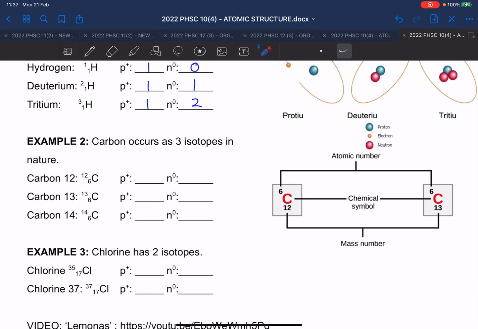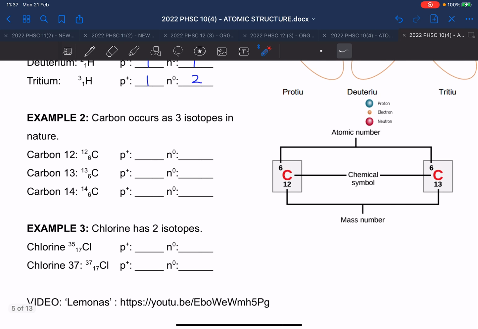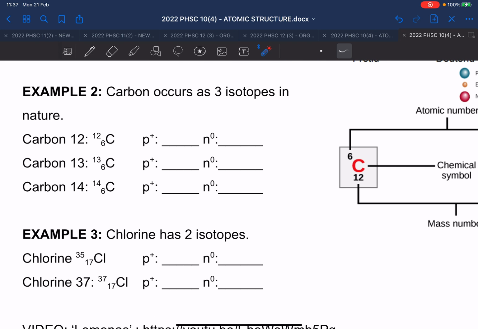Carbon is also a triplet in nature, meaning it has 3 isotopes. Now the names here are much simpler. The names will be carbon 12, carbon 13, carbon 14. That is the name. Carbon 12, why? Because the mass is 12. Carbon 13, because the mass is 13, carbon 14, because the mass is 14. So the names are quite easy.